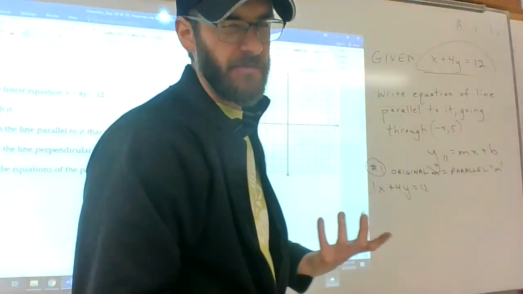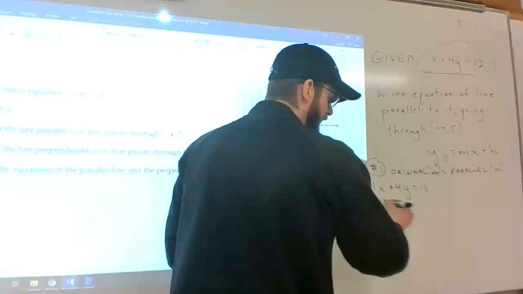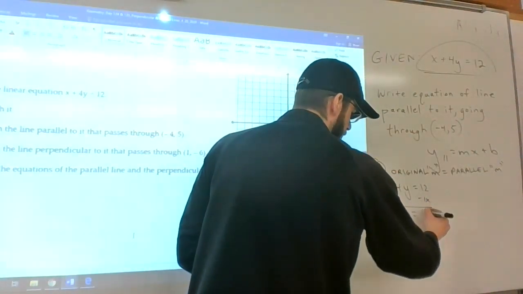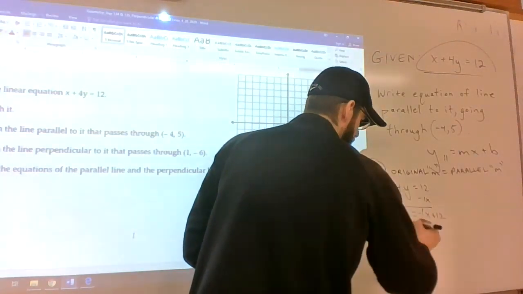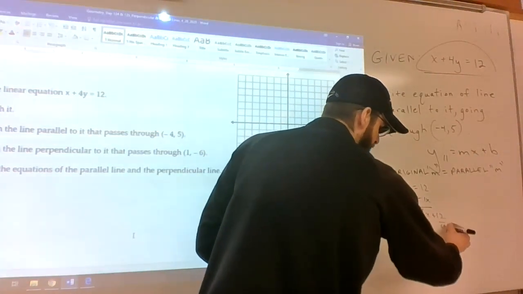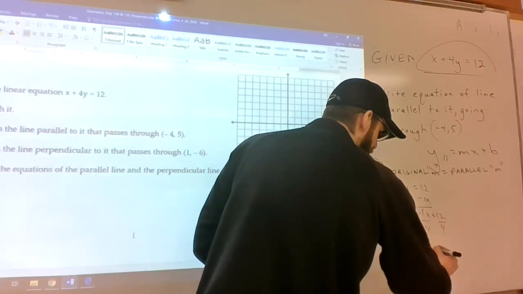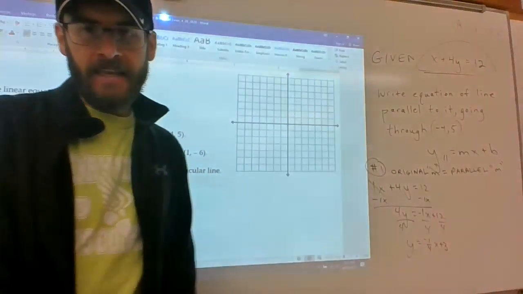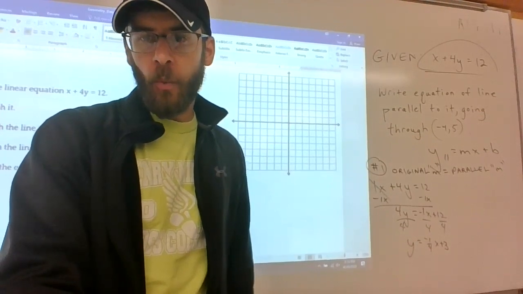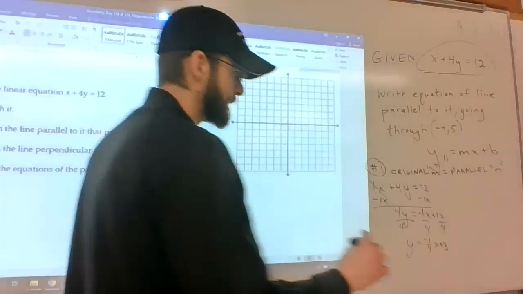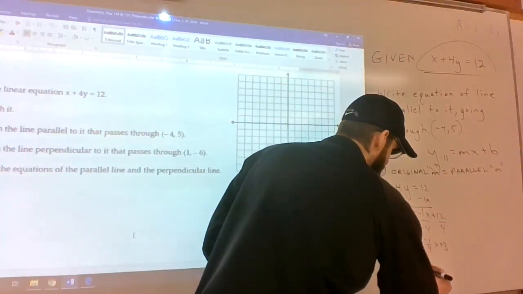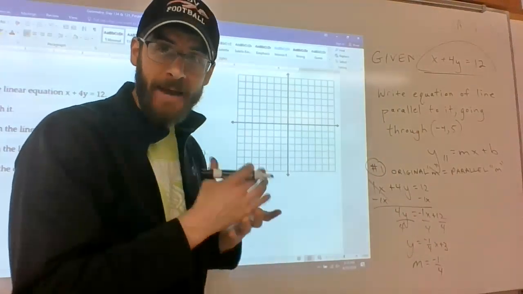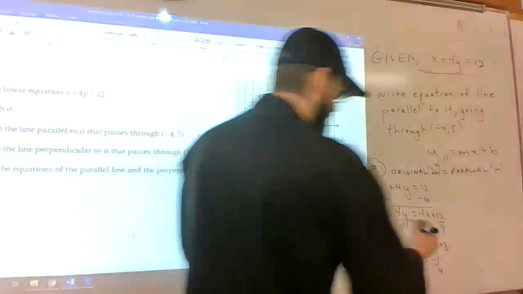I'll rework it just all the same. Subtract x from both sides, divide by 4, divide by 4, divide by 4. y equals negative 1/4 x plus 3. This tells us that m is equal to negative 1/4. So if m equals negative 1/4, m parallel equals negative 1/4.